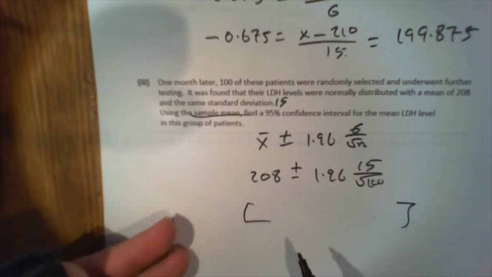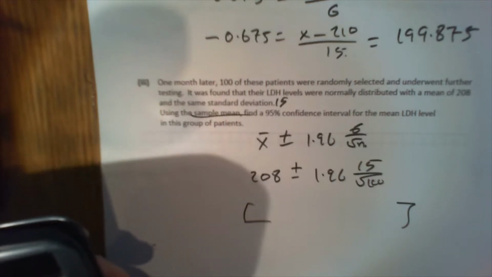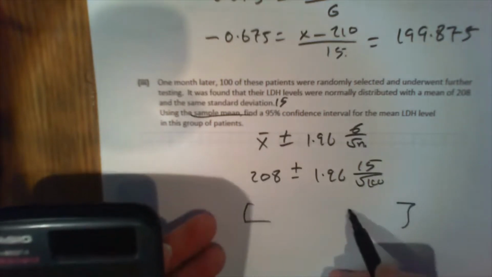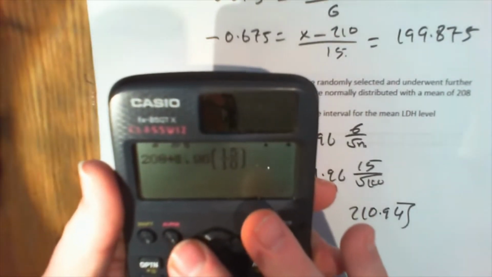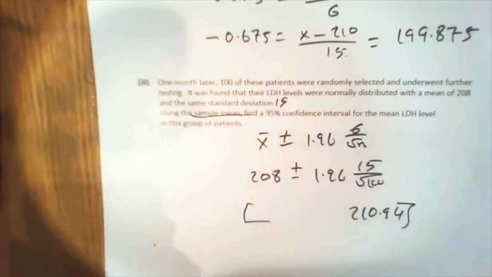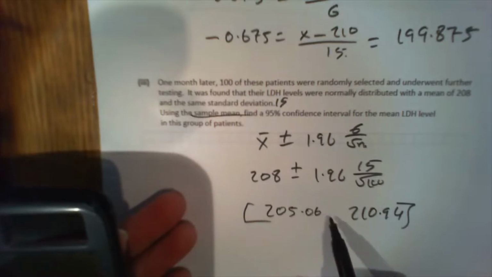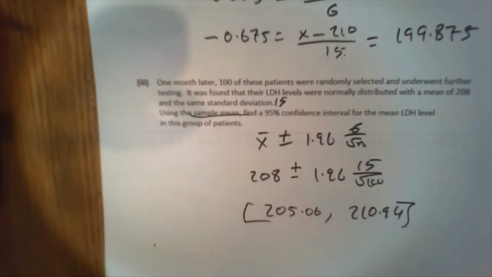So we've got a 95% confidence interval. Let's see, it's going to be 208 plus 1.96 bracket 15 over 10, which is 210.94. I'm just going to minus it. Save me all that hassle. 205.06. So there you have it. There's your 95% confidence interval based on the sample mean.